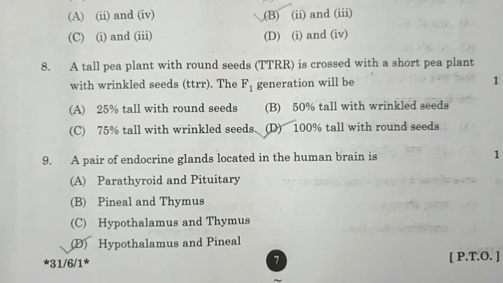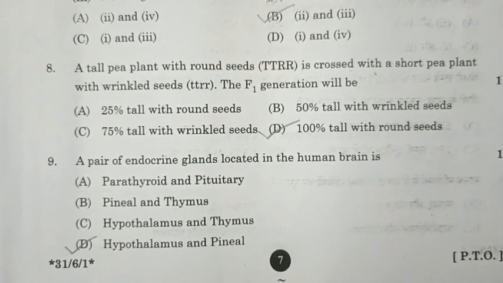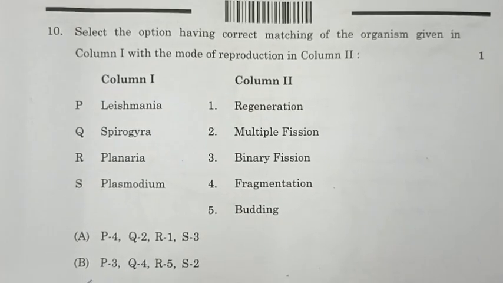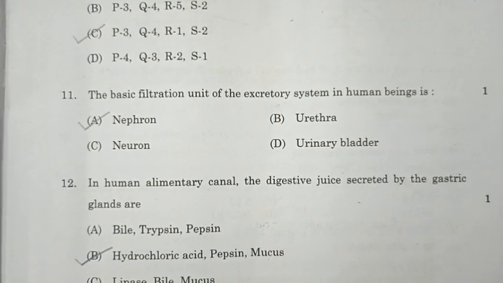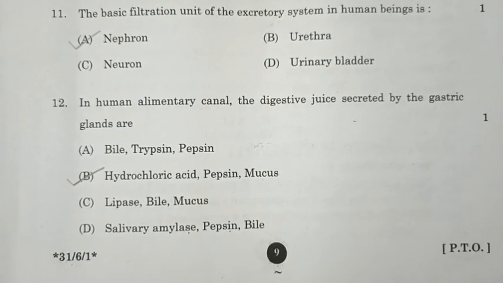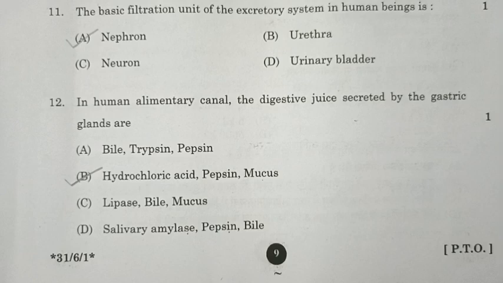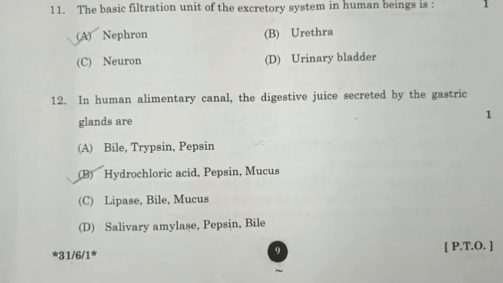Question number 9. Option number D. Hypothalamus and pineal pair of endocrine glands is located in the human brain. Question number 10. Option number C is correct. Question number 11. The basic filtration unit of the excretory system in human beings is a nephron. Question number 12. Option number B is correct. The digestive juices secreted by the gastric glands are HCl, pepsin, and mucus.